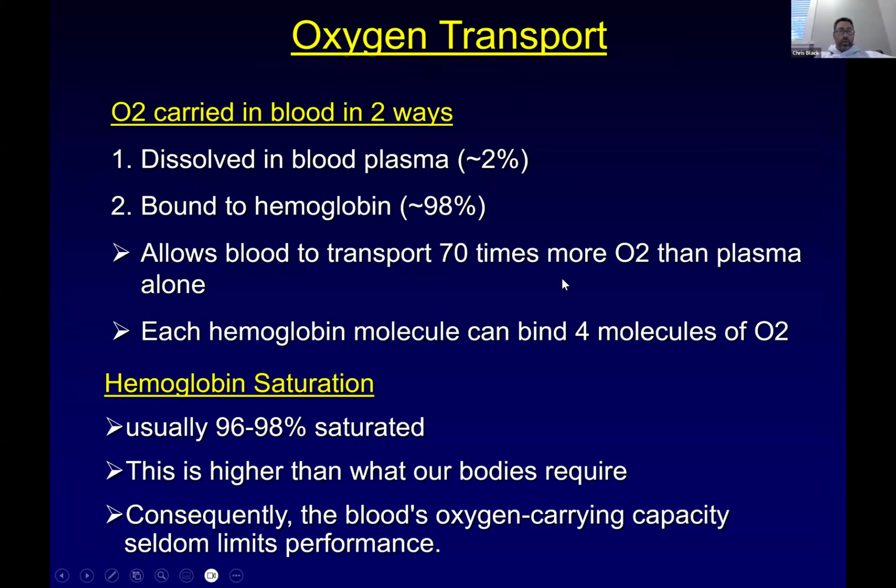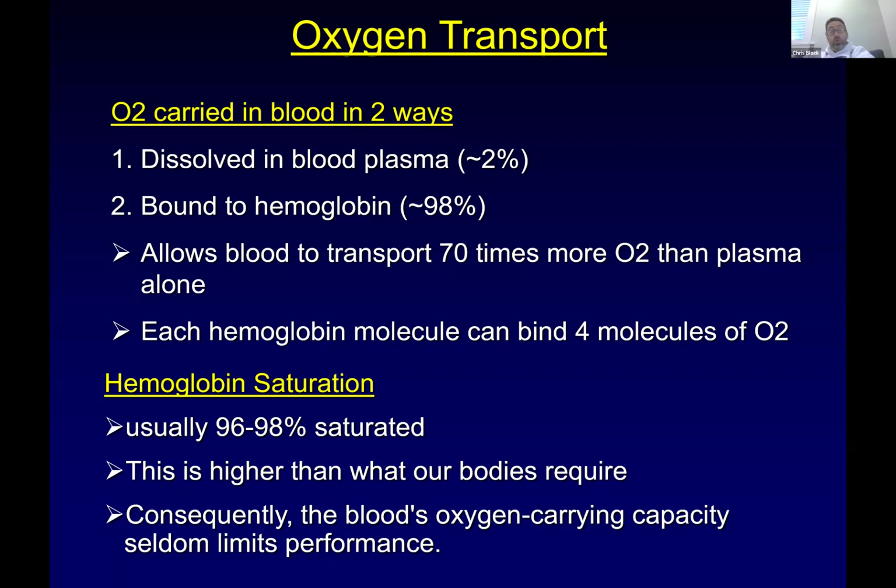Okay, so how do we carry oxygen and CO2 in the blood? Oxygen is pretty easy. The vast majority of oxygen is going to be carried in and on in the blood on hemoglobin. It's like 98% bound to hemoglobin. This allows us to transport 50, 60, maybe 70 times more oxygen in our blood than we could if it was dissolved in plasma alone.